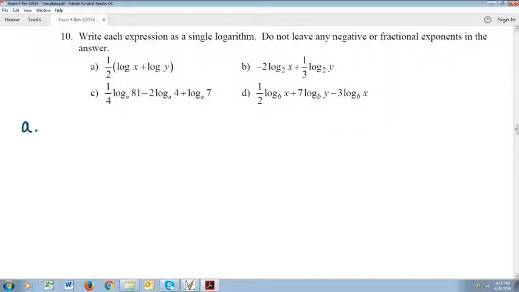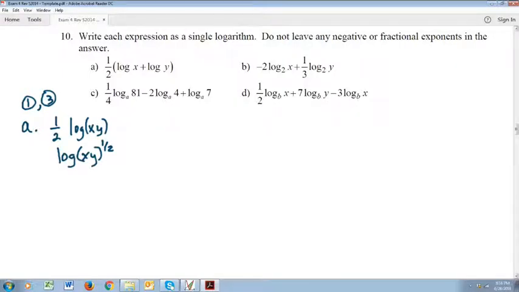So I could distribute the 1/2, but if you look inside the parentheses, you can use the product rule and combine that into the log of xy. So let's do that first. So we're using rule or property 1. So this is 1/2 the log of xy. And so now we can move that to be an exponent using the power rule.